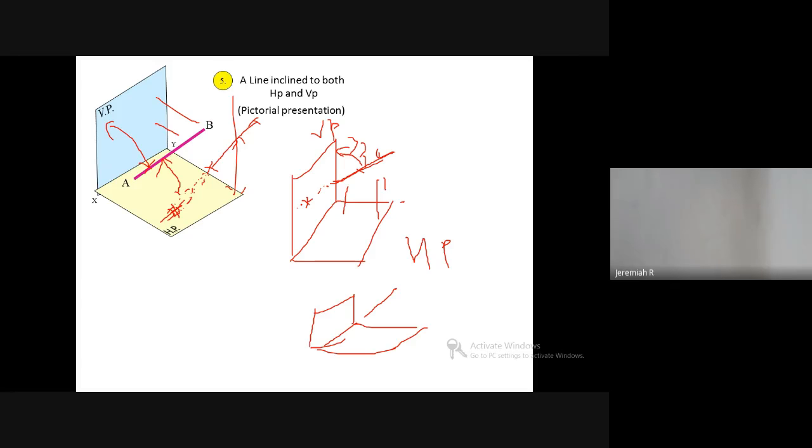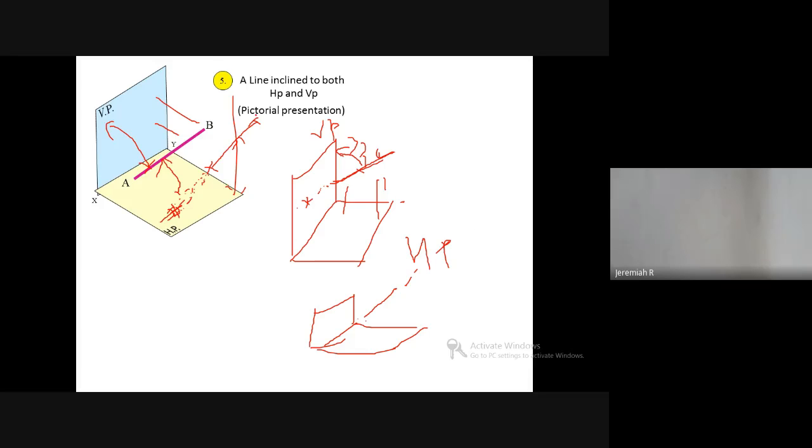When you extend the line, if it touches the horizontal plane, then it is called the horizontal trace. In some cases there will be no horizontal trace and no vertical trace. When the line is parallel to both HP and VP and you extend it, it won't touch the horizontal plane or the vertical plane. Then there is no horizontal trace and no vertical trace. In some cases you'll have both a horizontal trace and a vertical trace. That depends on how you are keeping the line, extending it either to the left side or the right side.